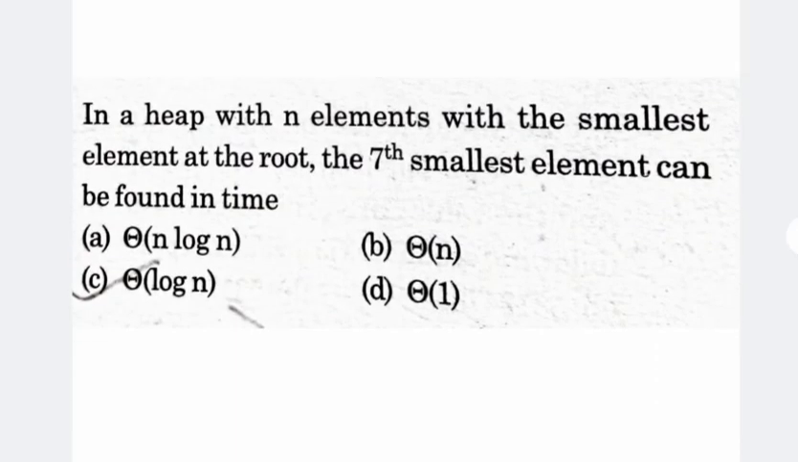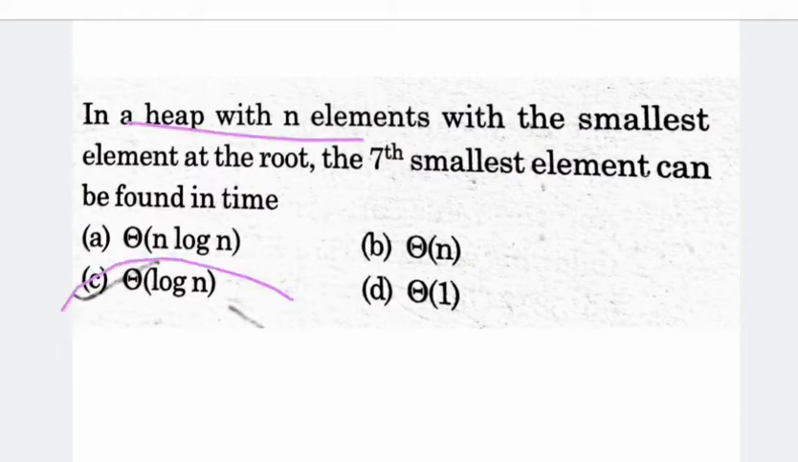In a heap with the smallest element at the root, the seventh smallest element can be found in the time. So we know that the time complexity of the heap is log n. So option C is the correct answer. Okay, now come to the next question.